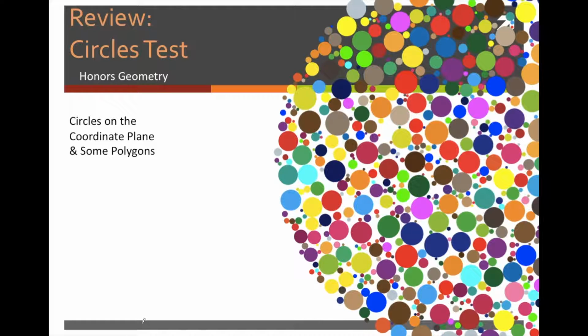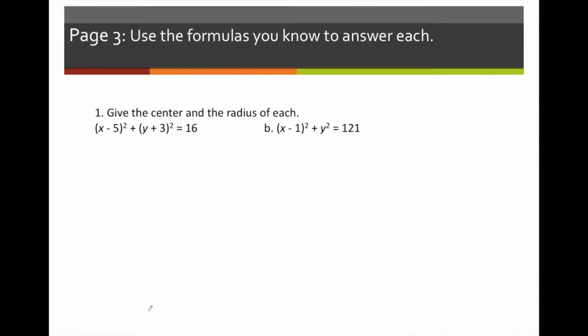The fourth part of this review is dealing with circles in the coordinate plane and then some polygons. So give the center and the radius of each. So this is your h, your k, and your r, but it's squared. So my center will be 5, -3, and the radius is the square root of 16, which is 4.